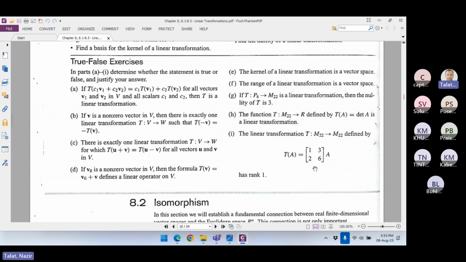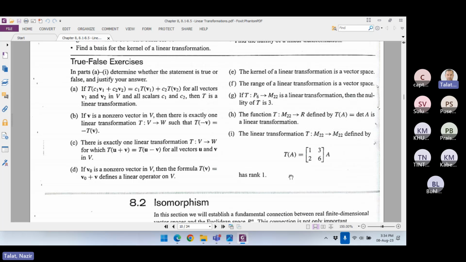The rank is 1, which means the range has dimension 1. One can verify that if you apply simple elementary row operations, the only non-zero row is one. So 1, 3 remains the same and the second row becomes 0. It means the rank for this linear transformation is 1.